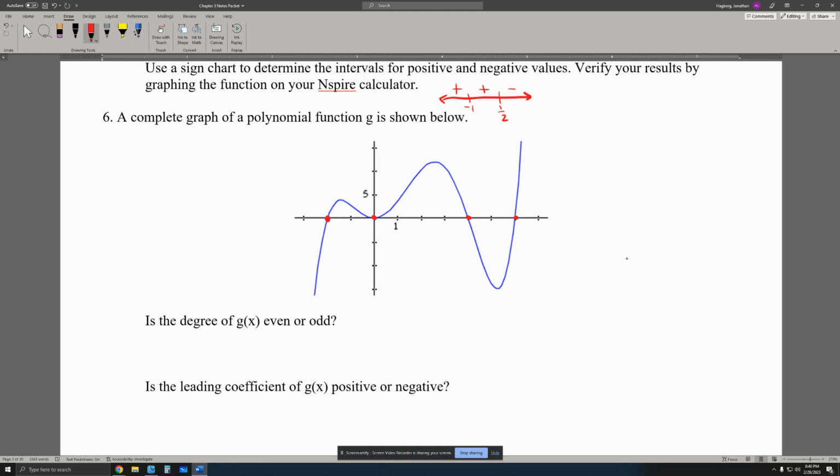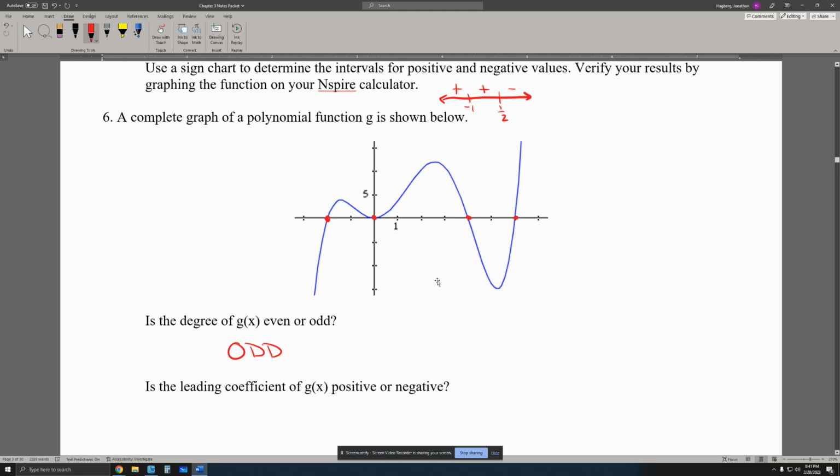Now, I notice that 3 of these zeros pass through the x-axis, but the 0 at x equals 0, the root at x equals 0, bounces. So that tells me that that factor has even multiplicity, or that that factor occurs an even number of times in the factorization of g. So if we have 3 that have odd multiplicity and 1 that has even multiplicity, that tells me that the degree of g of x must be odd.